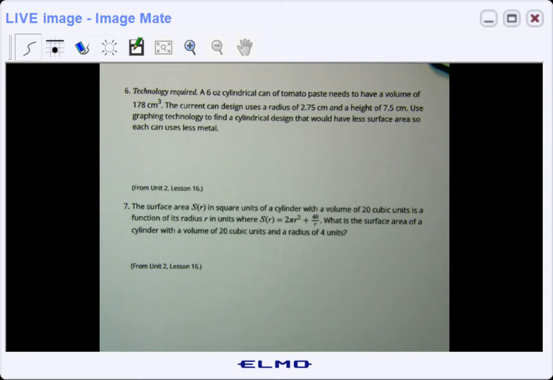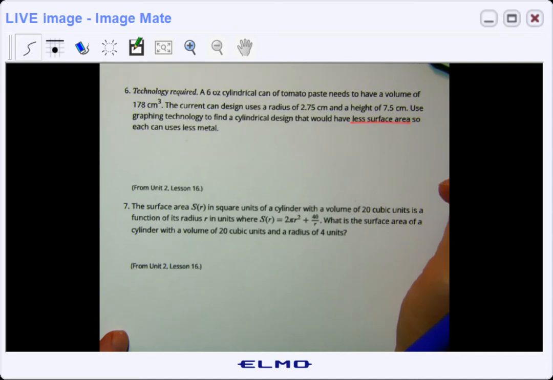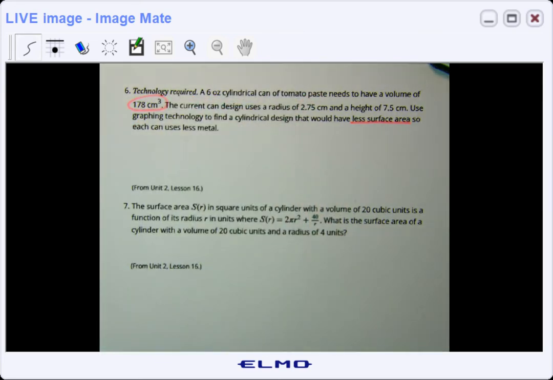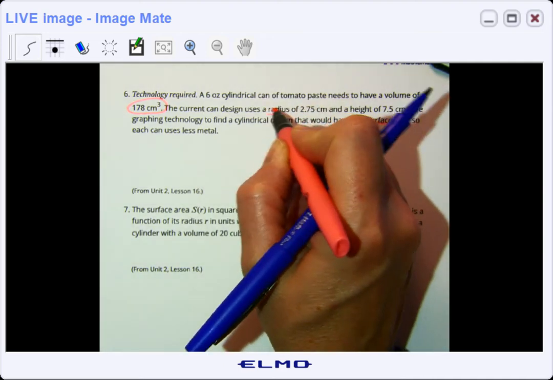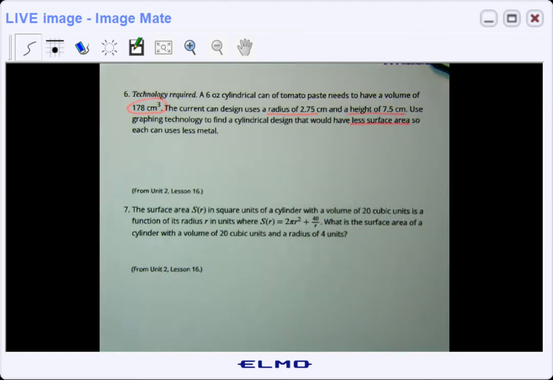Use graphing technology to find a cylindrical design that would have less surface area, so each can uses less metal. So what I know about the current design is that it has this volume, and the new can needs to have that same volume. But currently there's a radius of 2.75 and a height of 7.5. So the first thing I want to know is, what is the surface area of the current can?